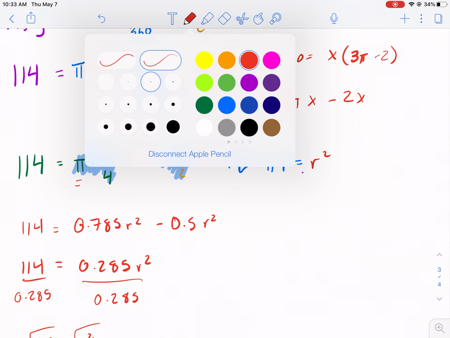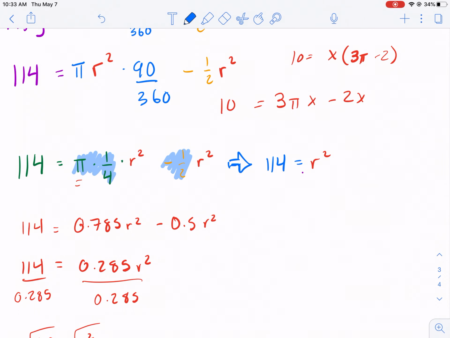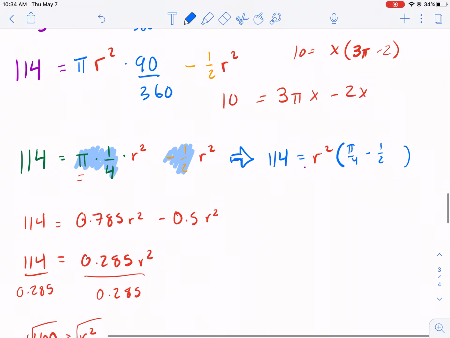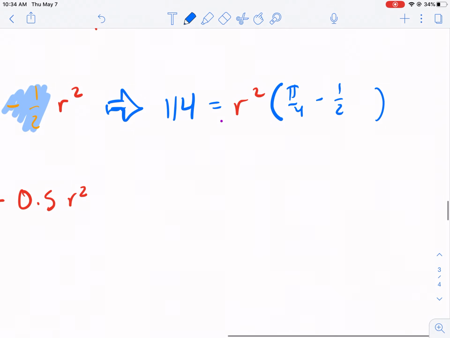So what I'm going to do here is factor out the r squared, and what's left inside is pi over 4 minus 1/2. Now I want to combine inside the parentheses, with everything underneath one denominator. So I'm going to change this 1/2 to 2 over 4. That way I have a common denominator.